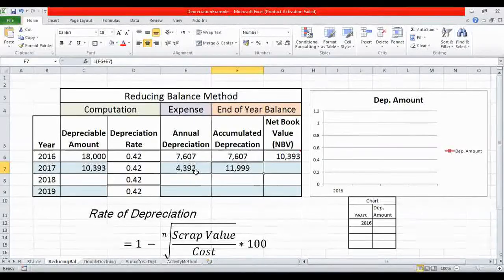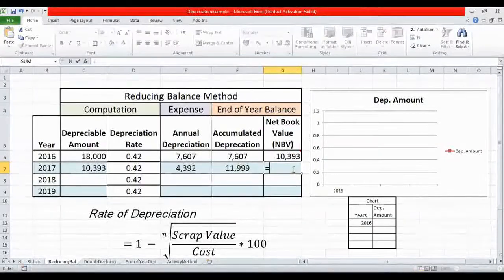In order to calculate net book value for 2017, we can do two things. We can either subtract this 11,999 from 18,000, or we can subtract this 4,392 from the last value, 10,399. Both will give us the same answer. So let's calculate both of them one by one to see whether they give us the same answer or not.